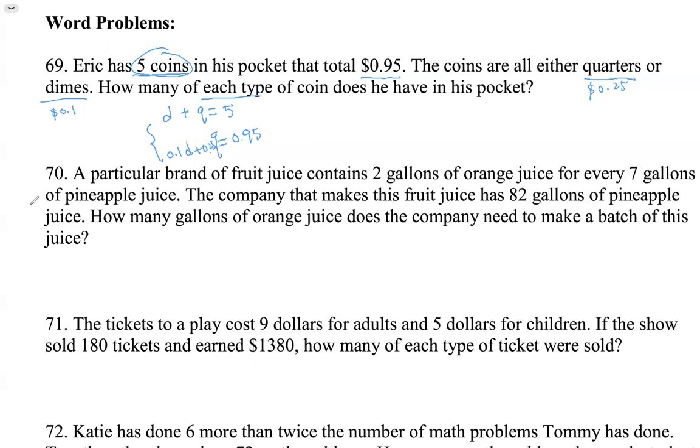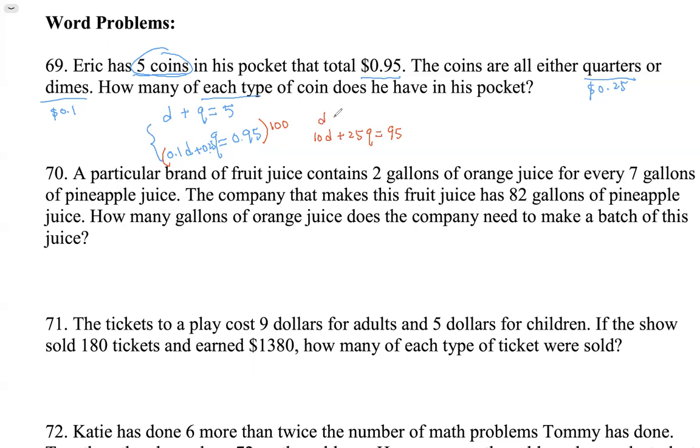So how do we solve this? I don't like to deal with decimals. So I want to multiply my second equation by 100, because $1 equals 100 cents. So basically, I want to change the notation of dollars into cents. In that case, I get 10 cents times D plus 25 cents times Q. That equals 95 cents in total.